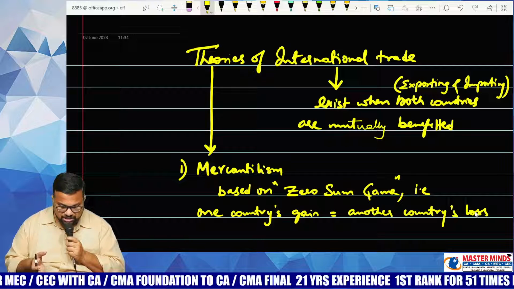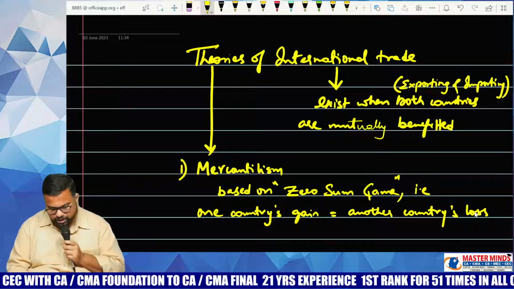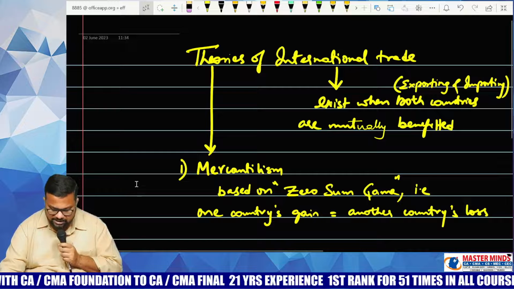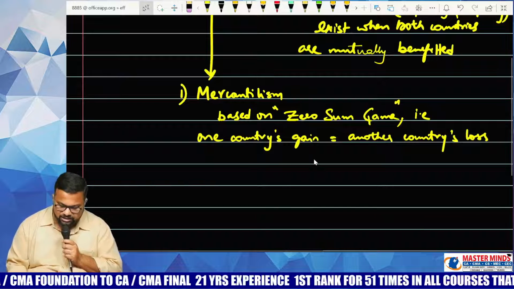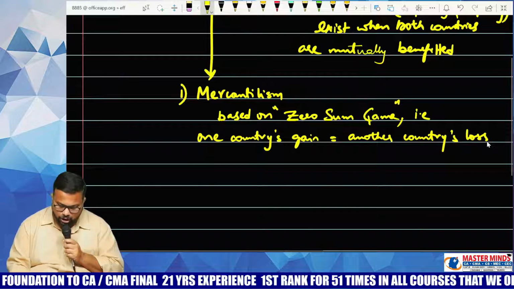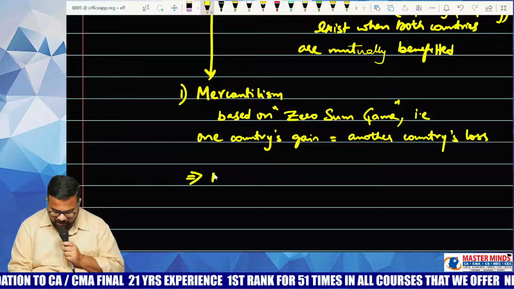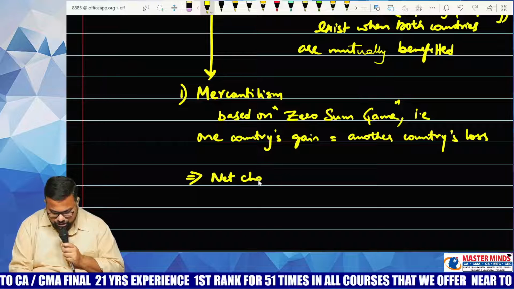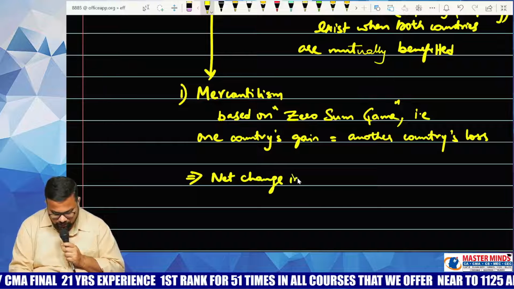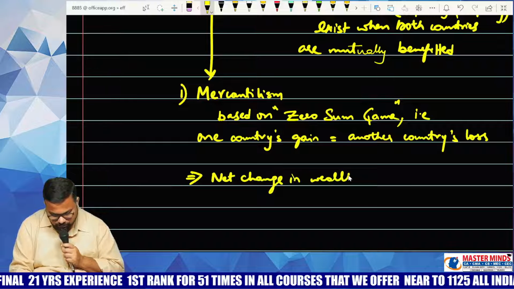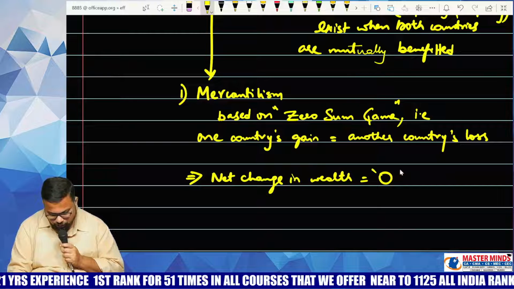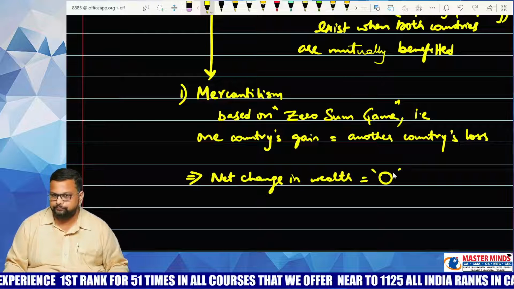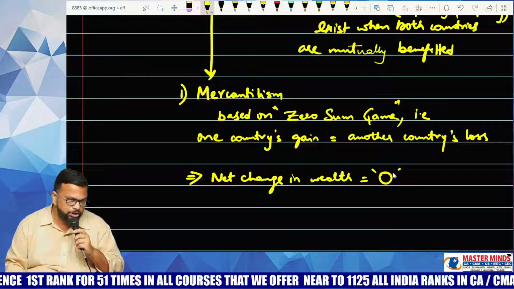So first let us try to understand what is mercantilism. It is based on zero sum game. Why is it called zero sum game? Because one country's gain is equal to other country's loss. So that implies net change in wealth is equal to zero.